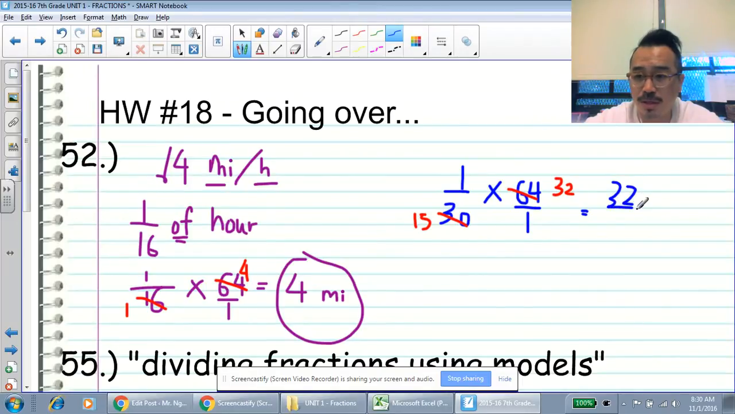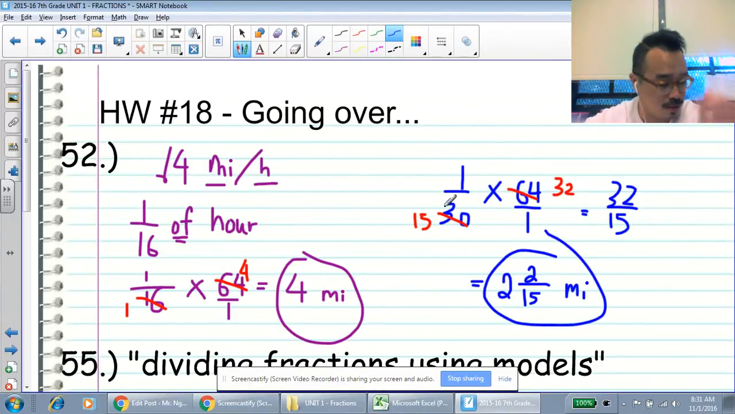Now you have to convert that into a mixed number. So think about that. How many times does 15 go into 32? Twice. Keep the denominator; that doesn't change. Now what's left over if you do 15 times 2? That's 30. What's left over from 32? Yeah, 2. So 2 and 2/15 miles. That's the distance. All right, that's that.